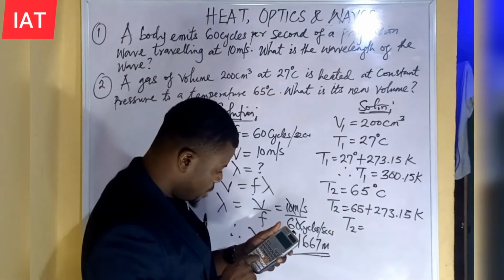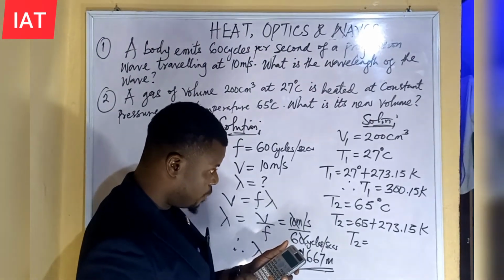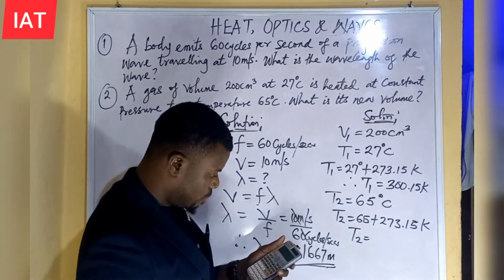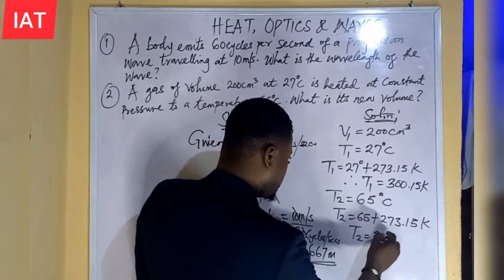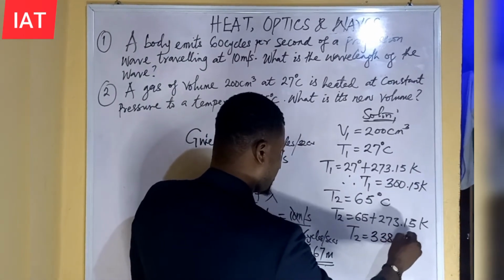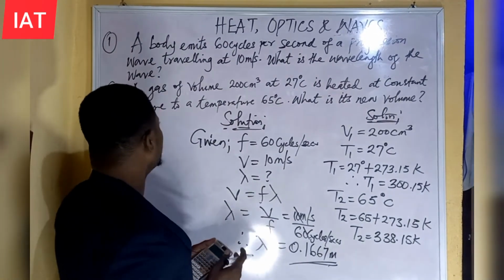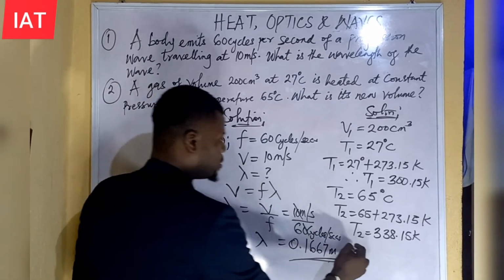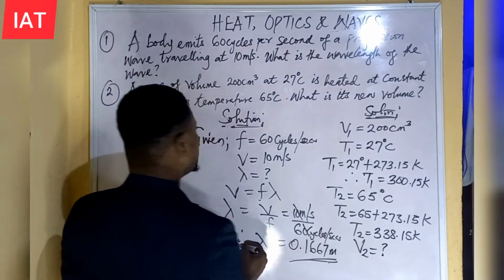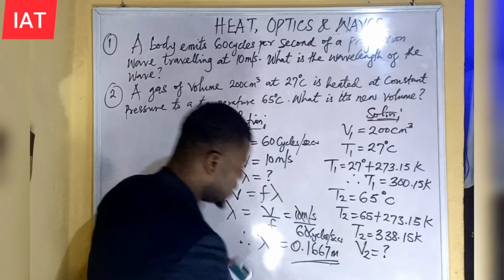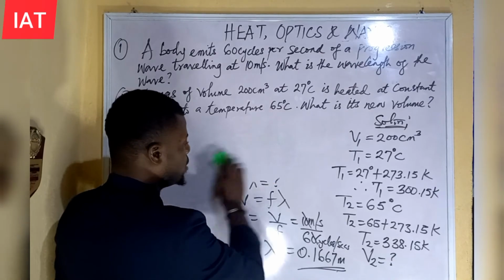So we have 65 plus 273.15, and this will result to 338.15 Kelvin. So the instruction is that we should find the new volume. That is the V2. The V2 is not given. So how do we calculate for the new volume? Let's take it away and create a space for this.